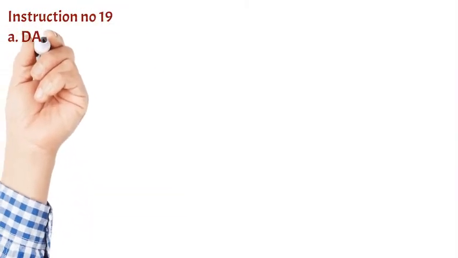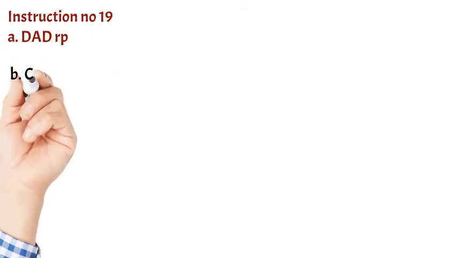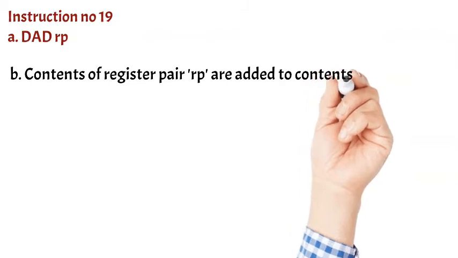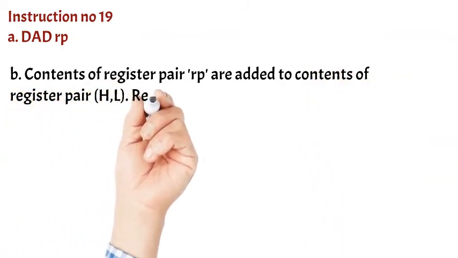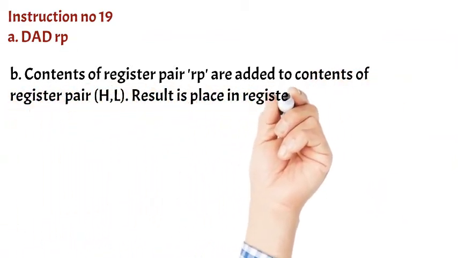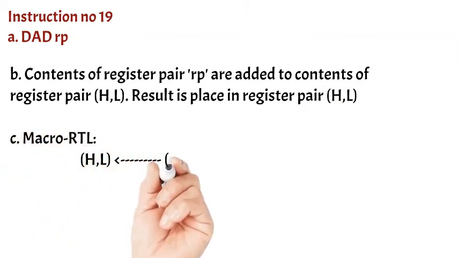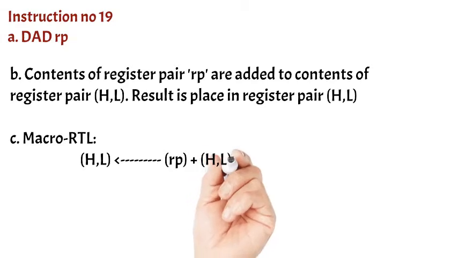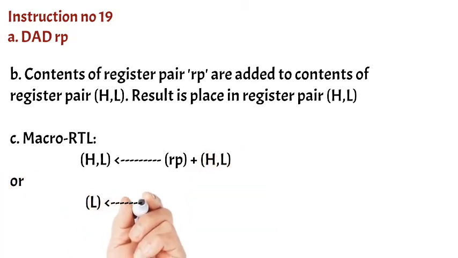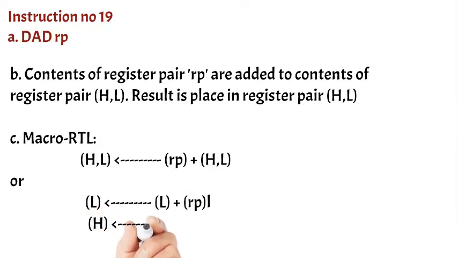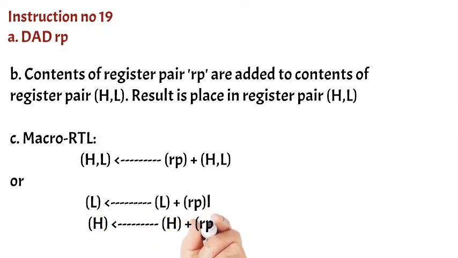Now instruction number 19 is DAD RP. Now this is somewhat different. In this instruction, the contents of the register pair are added to the contents of the register pair HL, and the result is then placed in the register pair HL only. So we can write the macro RTL as HL is equal to RP plus HL, or we can also write this as L is equal to L plus the least significant byte of RP, and H is equal to H plus RP, the most significant byte, plus the carry.